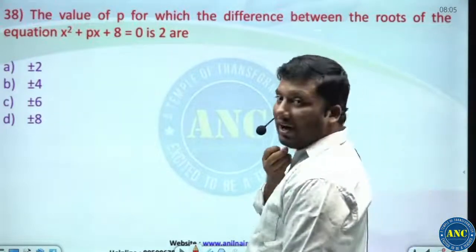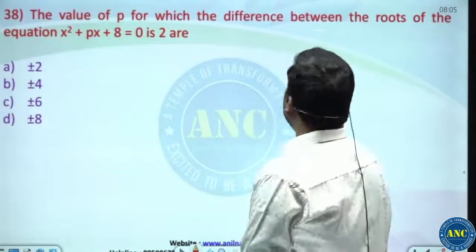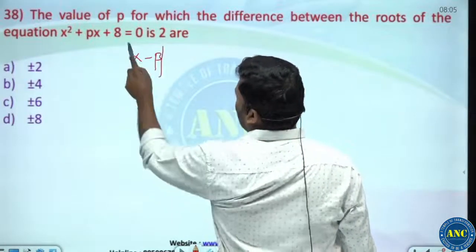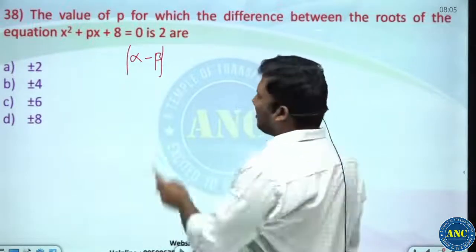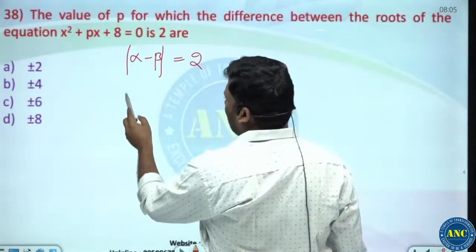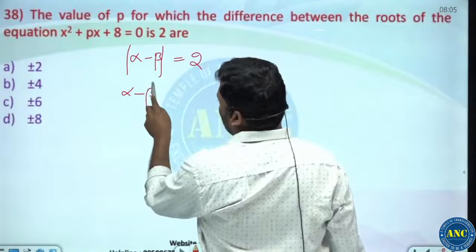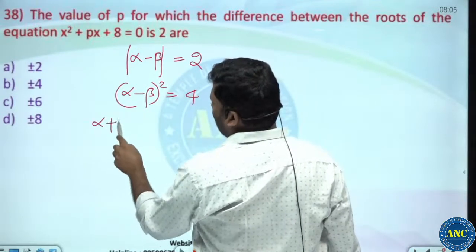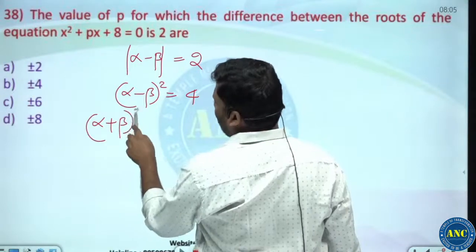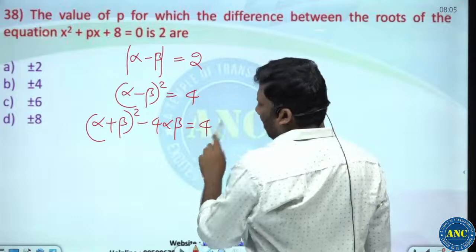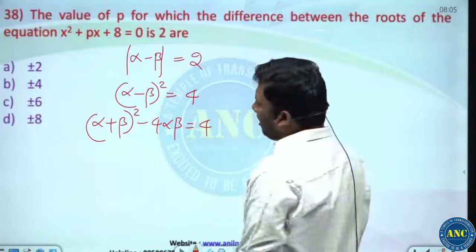The value of p for which the difference between the roots. If alpha and beta are the roots, the difference between the roots is 2. Alpha minus beta is 2. So alpha minus beta whole square is 4. So this is given by alpha plus beta whole square minus 4 alpha beta. It is 4. I hope the idea is clear.